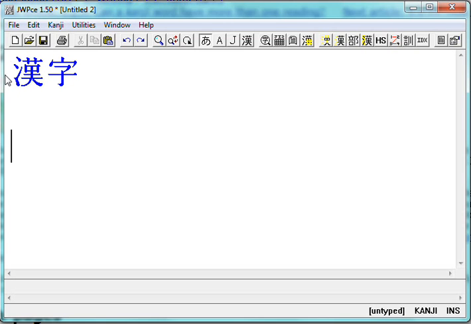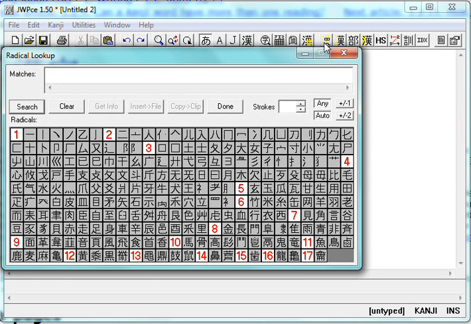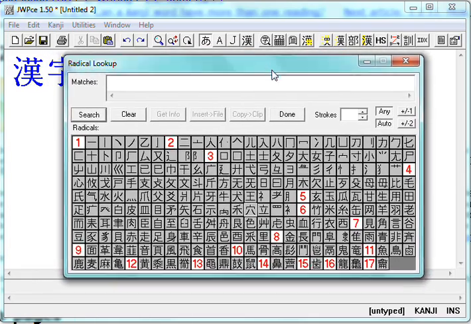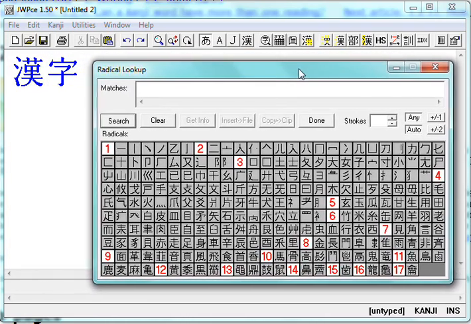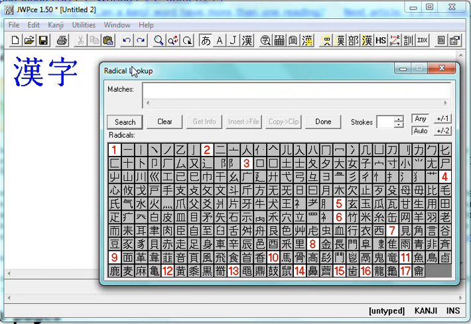So again, the experiment here is we're given this particular squiggle, as my friend Mike likes to call them, the little squiggles here. We look at that and we say, oh, what the heck is that? So let's try to find it using the radicals. So let's suppose we know something about kanji and that they have these radicals. Okay, so I'm going to click on this button, and a pop-up window appears, and it says up here, radical lookup.